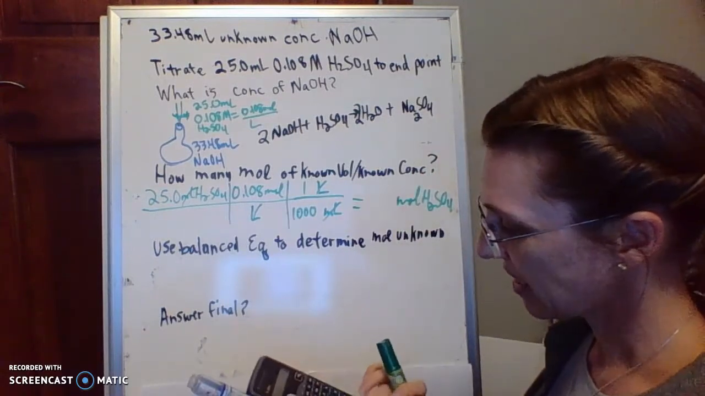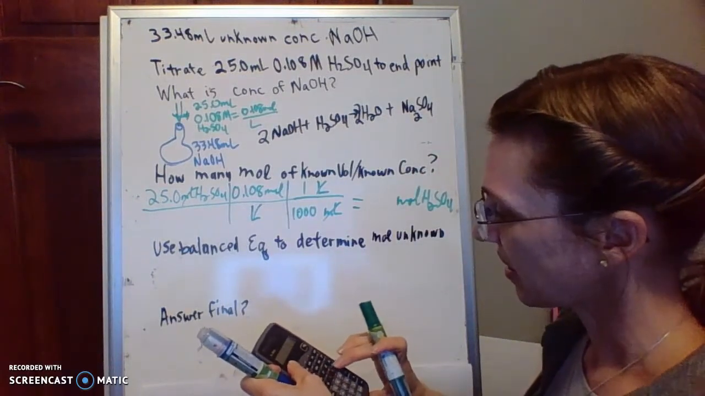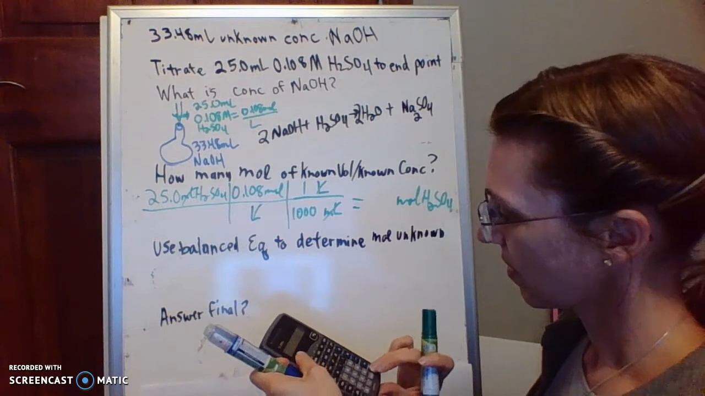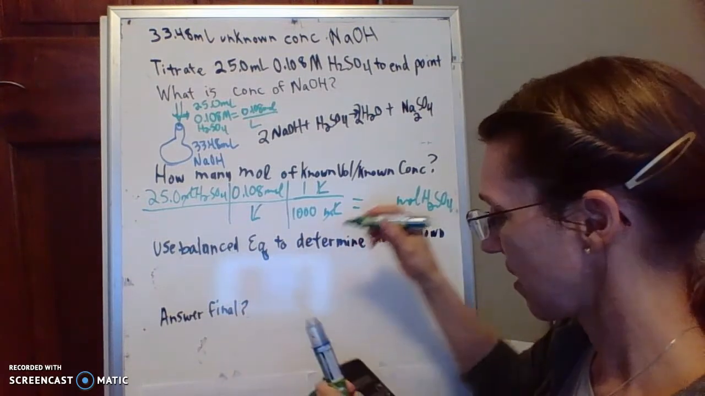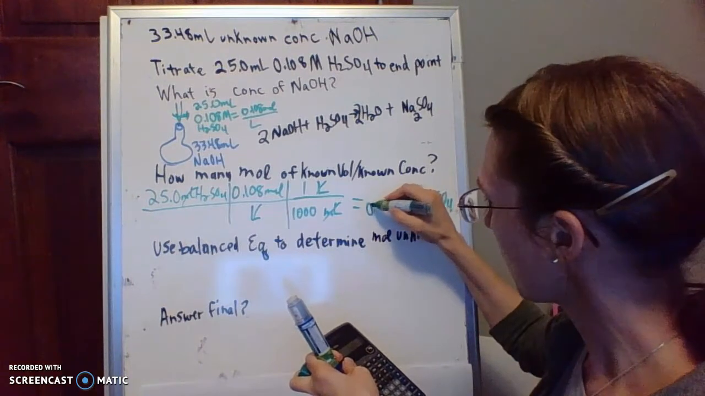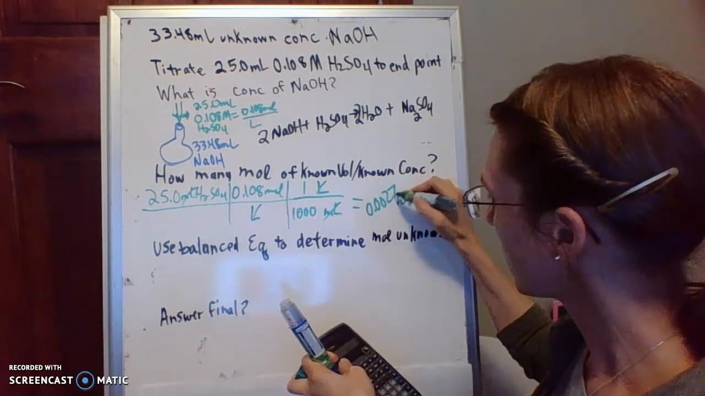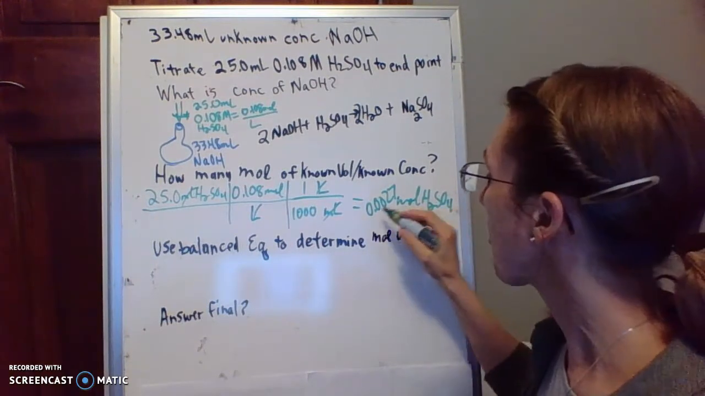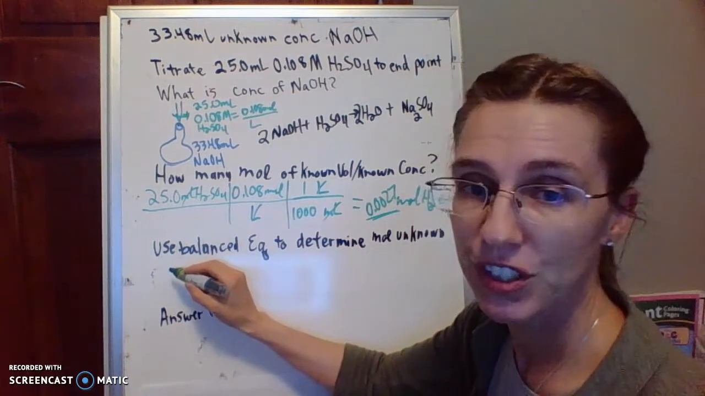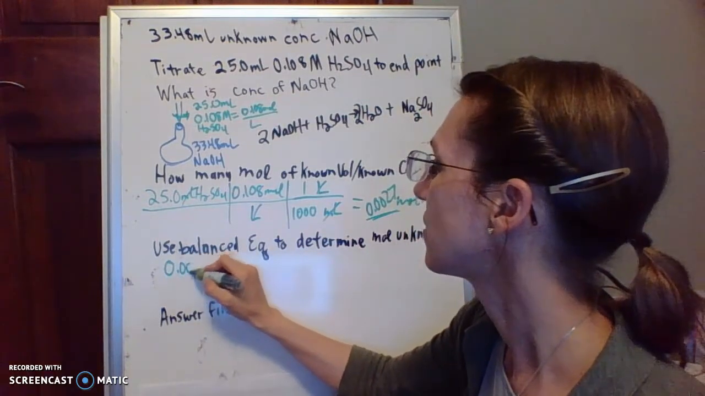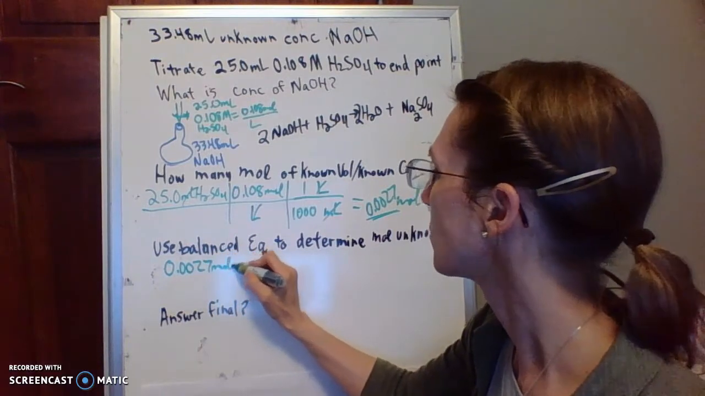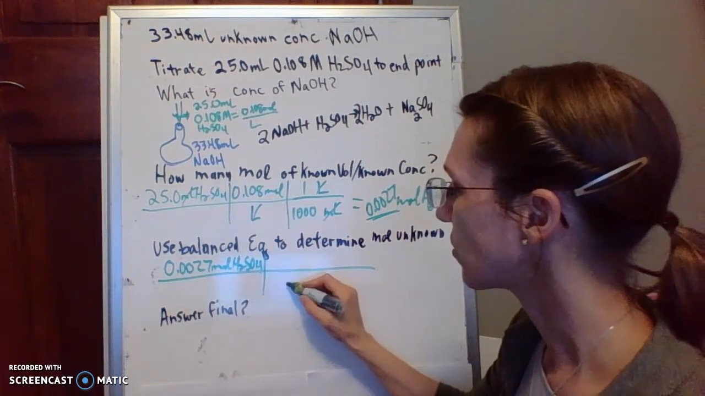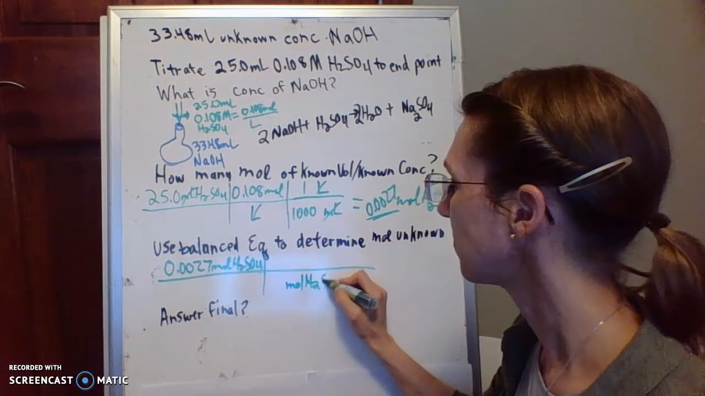Exact same problem we did last time, only this time we've got different numbers in it. So we end up with 0.0027 moles of our H2SO4. Now keep in mind, this is the number that we bring down to do the next problem. We've got 0.0027 moles of the H2SO4. We want to cancel out moles of H2SO4, so that's what goes in the bottom.